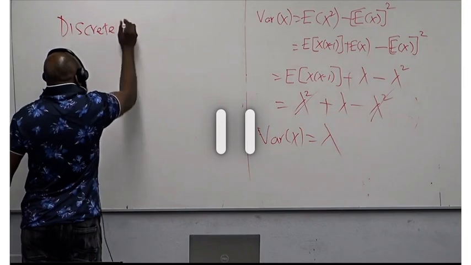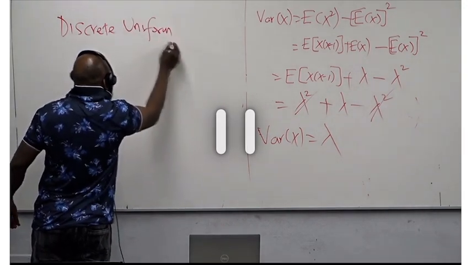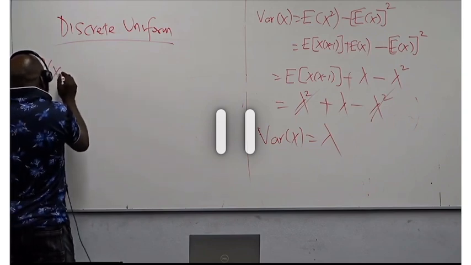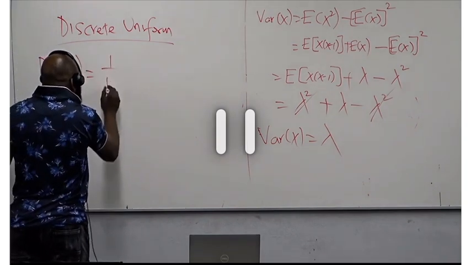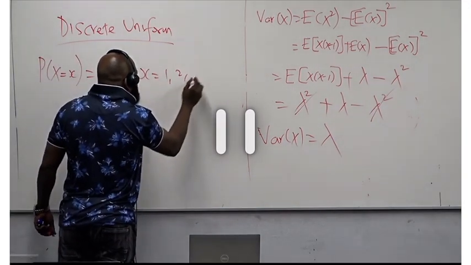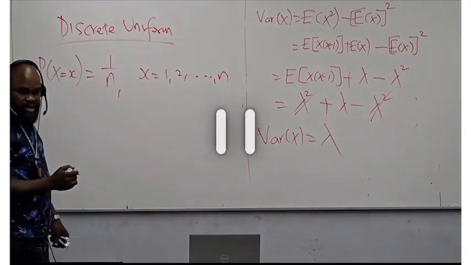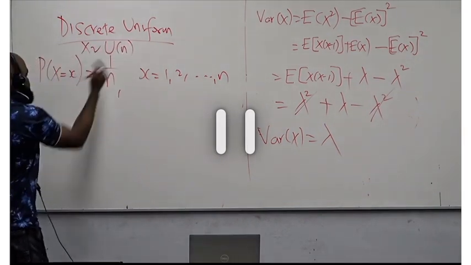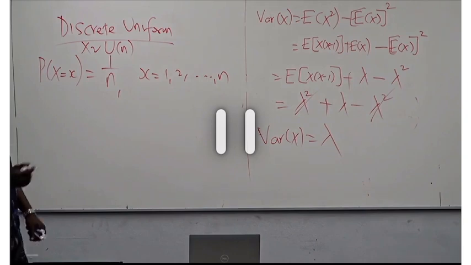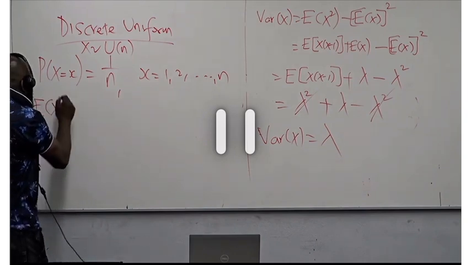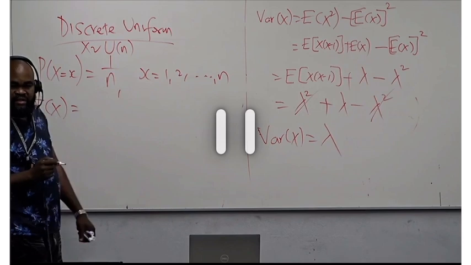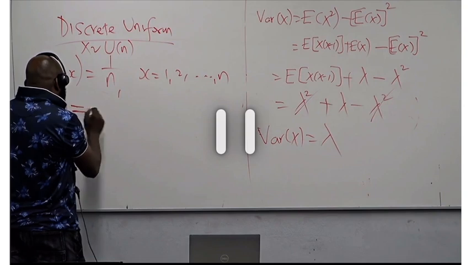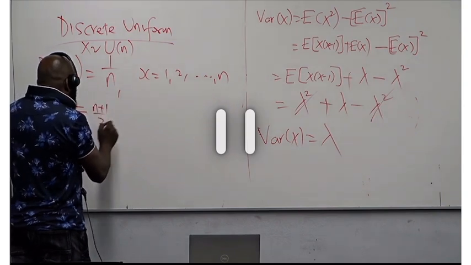Discrete uniform is another probability distribution of a discrete random variable. The probability of x in discrete uniform is 1 over n, x starting from 1, 2, to n. Now, we can write x follows discrete uniform. Whenever you see that, we're talking about discrete uniform. Now, how do we derive the expected value of x? The expected value of x, I think, is n plus 1 over 2.